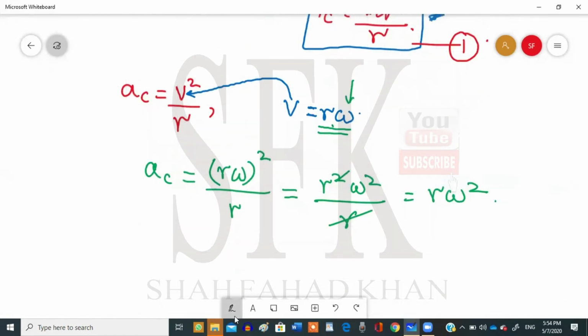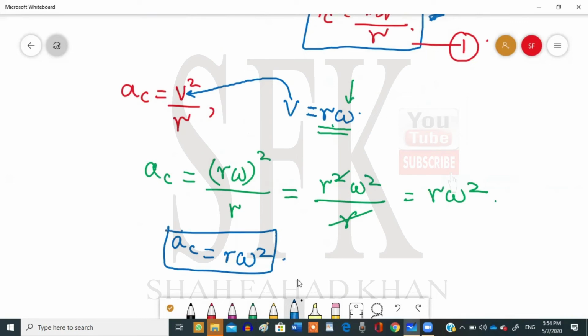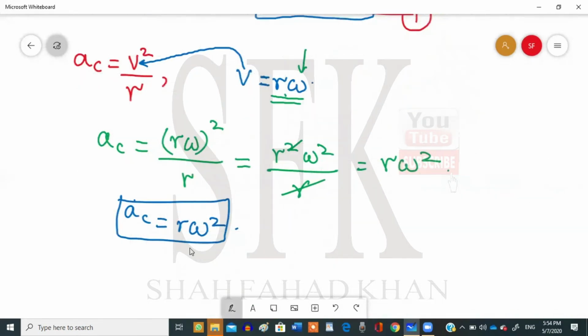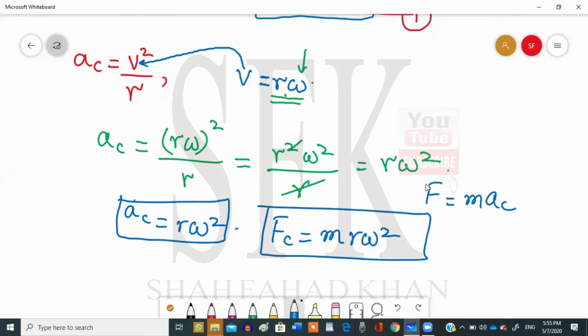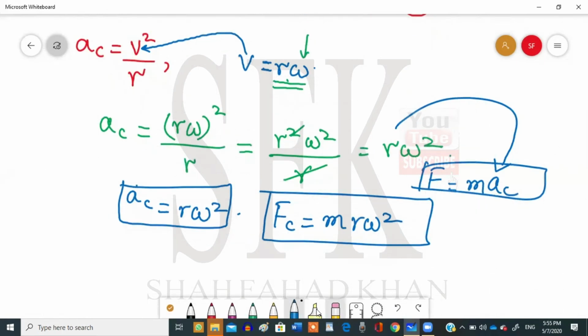So centripetal acceleration is also equal to r omega squared. This is the second formula that you get. So if this is the formula, then what is the corresponding centripetal force formula? It is equal to m r omega squared. I just plugged in the ac expression in the formula F is equal to ma, in place of a I plugged in r omega squared, and so I got Fc equals m r omega squared. This is the second formula for centripetal force.